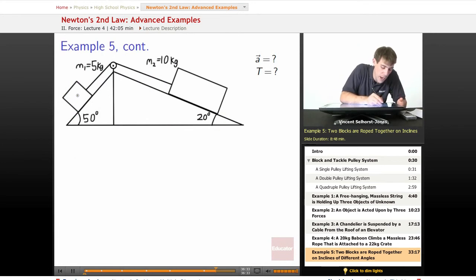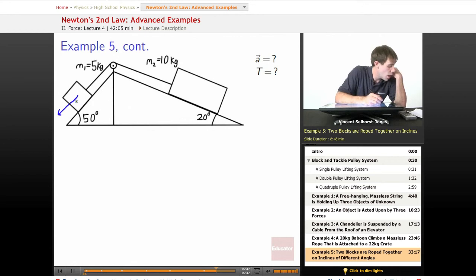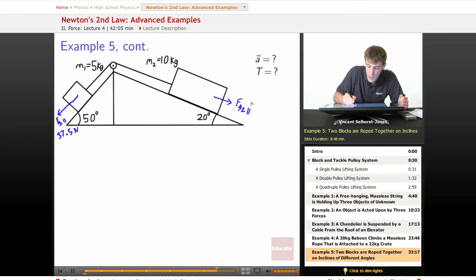We know that the parallel force is the only force we have to worry about because the gravity perpendicular and the normal force cancel one another out. We know that the force of gravity 1 parallel is equal to 37.5 newtons. Force of gravity on 2 parallel is equal to 33.5 newtons. All right, now we want to find out what's our acceleration. What's the tension in the rope?